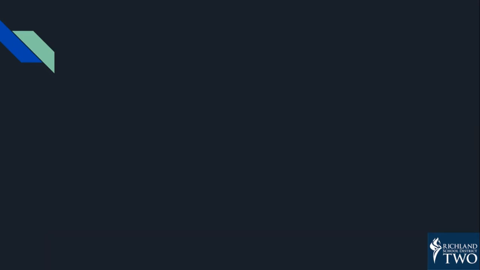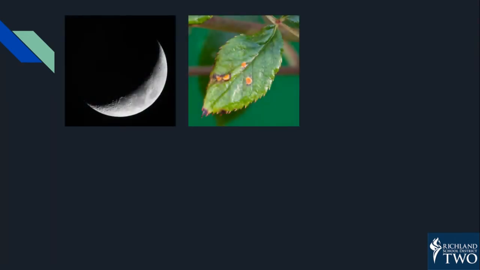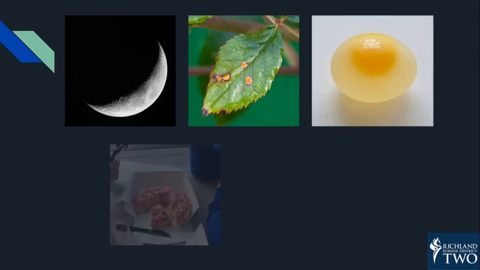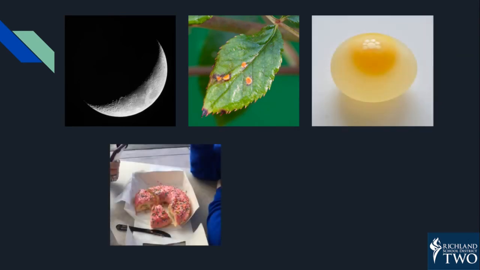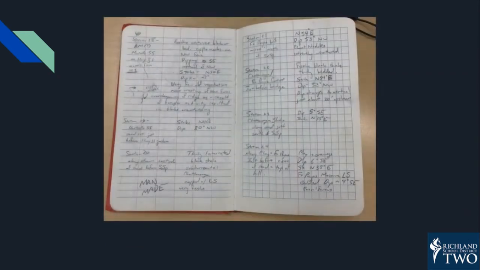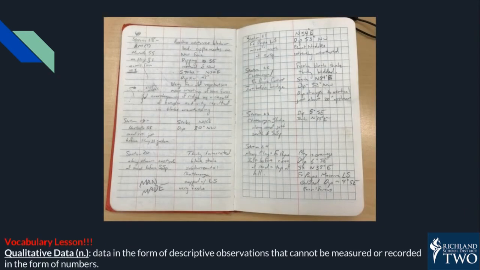When you, as a scientist, use words to describe the things you observe with your senses, the appearance of the moon in the night sky, the texture of a dying plant leaf, the smell of an eggshell after soaking it in vinegar, the flavor of a giant donut, how one sound from a cello is different from another, all of these descriptions are observational data. Anytime your data is a description of what you observe, it is called qualitative data. Qualitative means the data comes in the form of a description and is summarized using words.